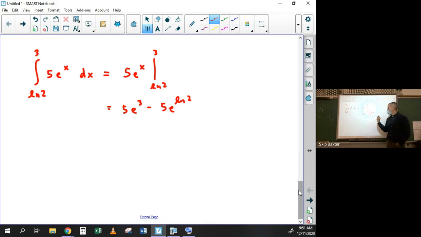If this was a multiple choice question, how would the answer look? Yeah, it would be 5e cubed minus 10. That's exactly what you would see. Does that make sense? Because e to the ln2 is really just 2. This whole thing is really just 2.